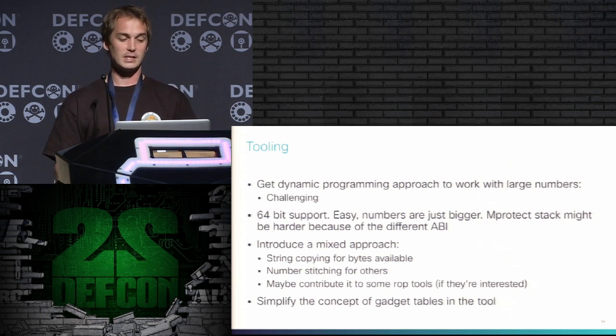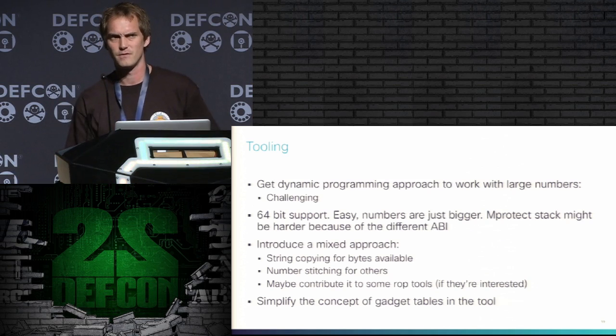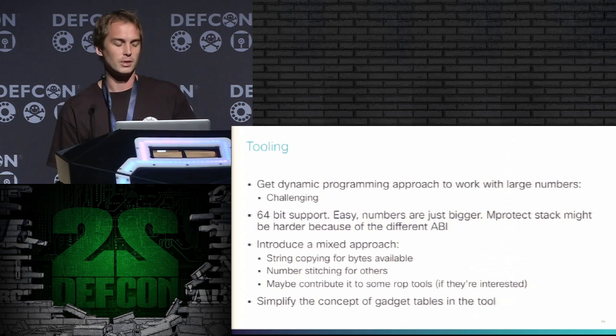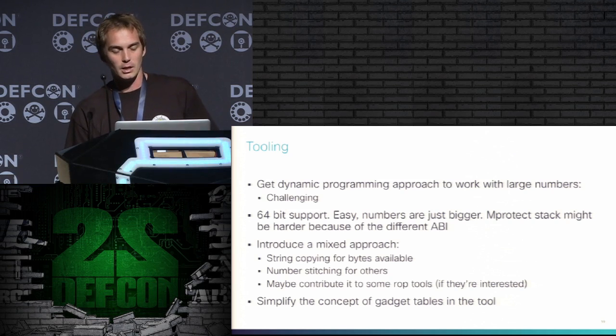On the tooling side, I'd like to get a dynamic programming approach to work with large numbers. I don't think it will be completely possible, but I'll have a look into it. To add 64-bit support, regarding the methodology it's pretty simple: the numbers are just bigger, so it doesn't change anything. The problem will be with the mprotect stack frame, which might be harder to introduce. I think there'd be an advantage in introducing a mixed approach, possibly integrating this in other tools which already do their job really well.